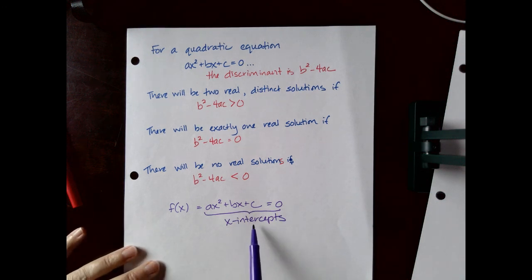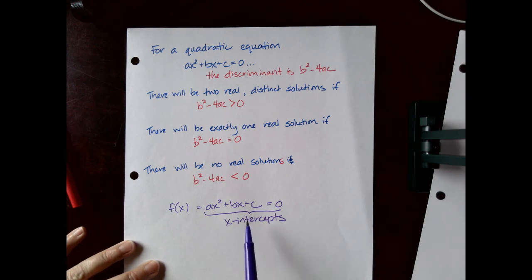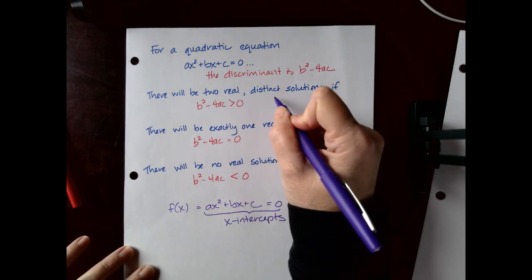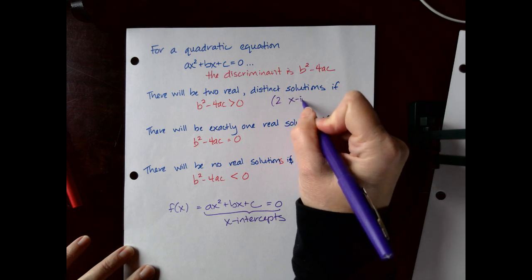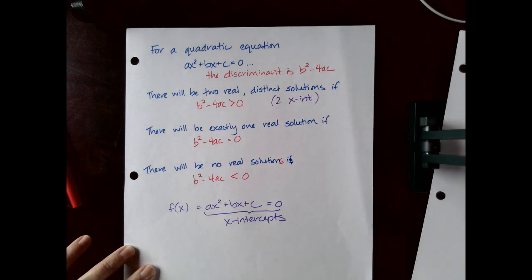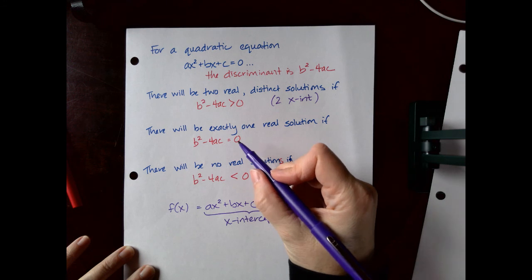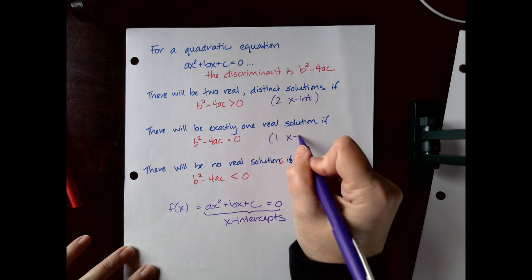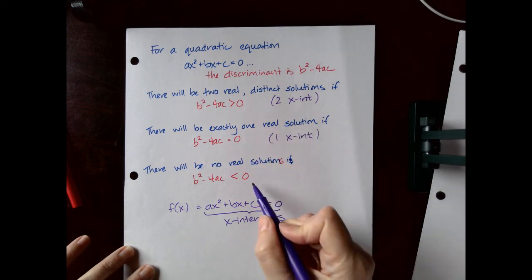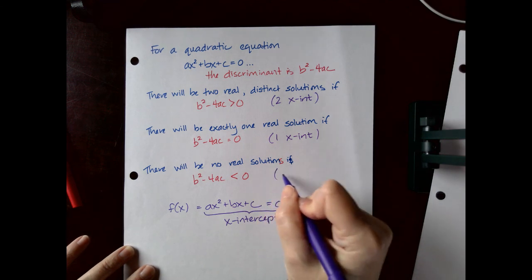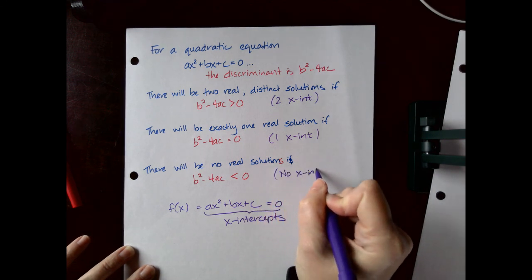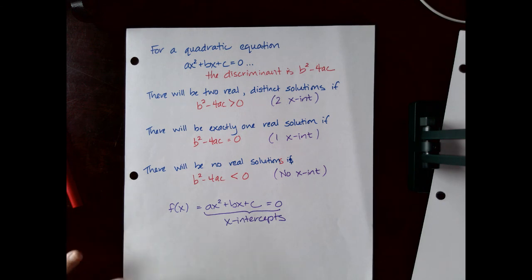So that means that if we do decide to use that idea and we get a discriminant that's positive, we should have 2 x-intercepts. This is how the association would go. 2 x-intercepts on the graph. If we had a discriminant that was 0, we would have exactly 1 x-intercept. And if we had a discriminant that was negative, that would mean we would have no x-intercepts. So we're moving from just the algebraic manipulation of the equations over to a graphical approach.